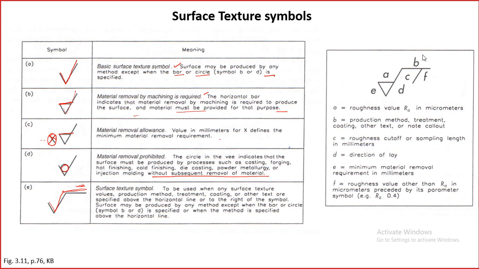So here you can use some text. A is a number. C is the roughness cutoff or sampling length in millimeters, D is direction of lay, and so on. E is the minimum material removal requirement in millimeters. So this is how the surface texture symbols are used in our engineering drawings. It is important for us to remember them, because sometimes when you see an engineering drawing with this kind of symbols you will be confused about what they mean.